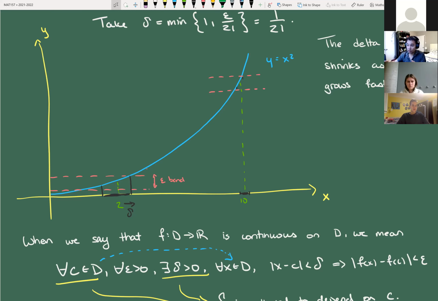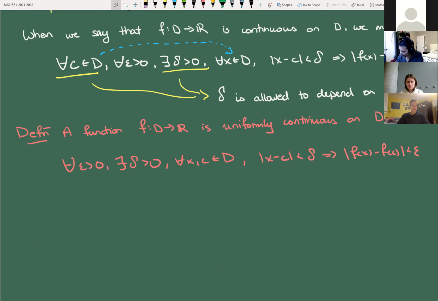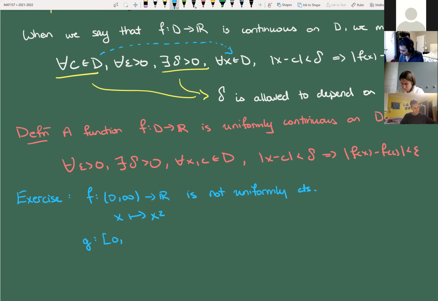But basically, x squared is not uniformly continuous on 0 to infinity. So here, let me say these. I'm going to leave these as exercises for you. They're in, I think, both Spivak and my book, but when I actually do examples, I'm going to do different ones. So the function f from 0 to infinity to R, which takes x to x squared, is not uniformly continuous. But the function g, let's close it off, from 0 to 10 to R, x to x squared, is uniformly continuous.